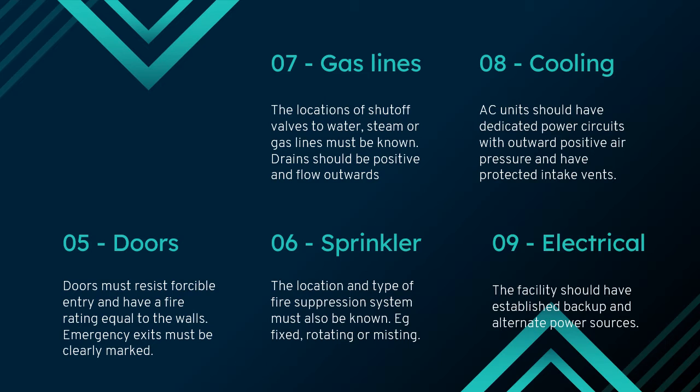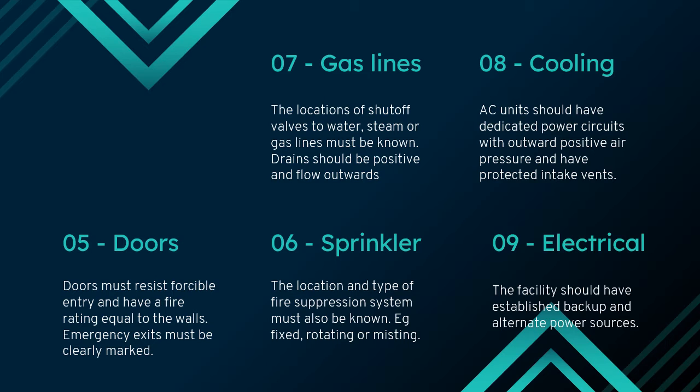This enables safe evacuation. While this may be considered a security issue, personal safety always takes precedence, and these doors should be manned in an emergency. Sixth, sprinkler system. The location and type of fire suppression system must be known. Examples of sprinklers are fixed, rotating, or misting.